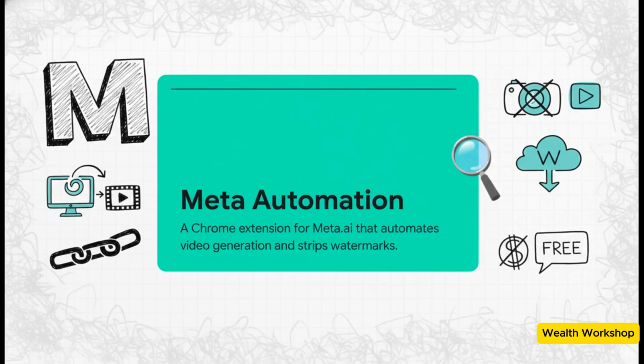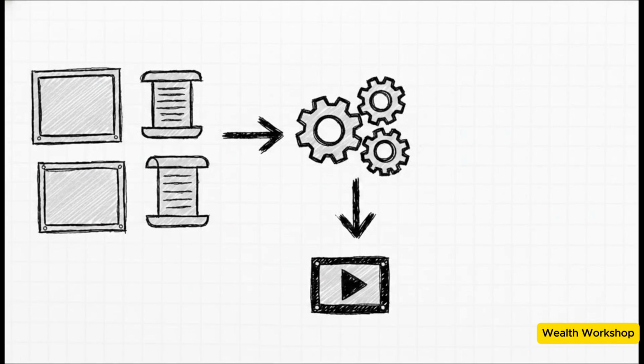No thanks. To bypass that, we use our second secret weapon, the Meta Automation Chrome extension. It uses their frame-to-video generator, but magically strips the watermark the second it downloads your file. Clean, professional clips for $0. But hey, do not get sloppy here.